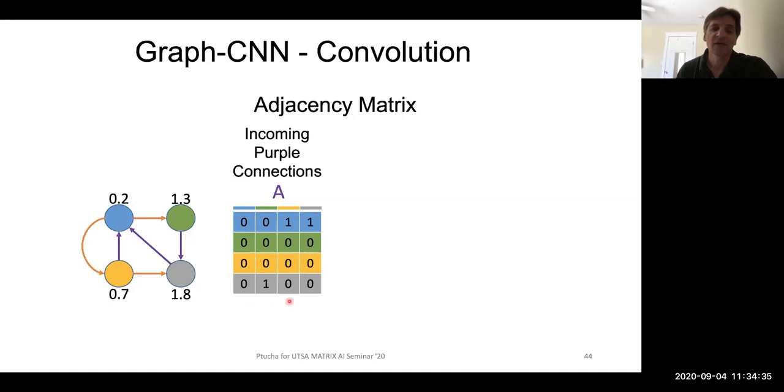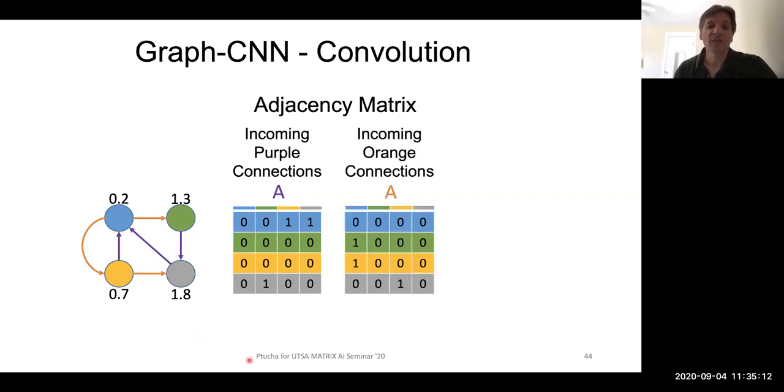And this particular adjacency matrix describes the purple incoming connections. So for example, this blue node has got 2 incoming purple connections from orange and gray. This guy over here doesn't have any purple incoming connections. The orange doesn't have any incoming purple connections. And then the gray, ooh, it does have one from the green. It's got one coming from the green. So this adjacency matrix over here is a way of representing all these purple connections.